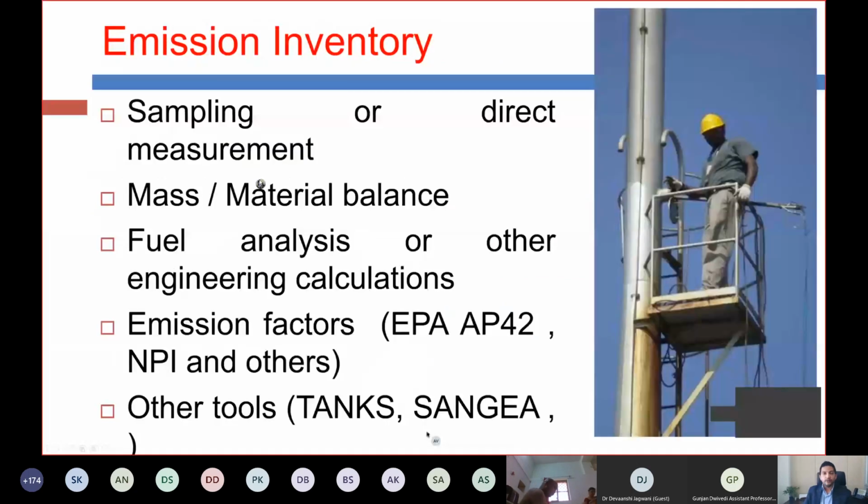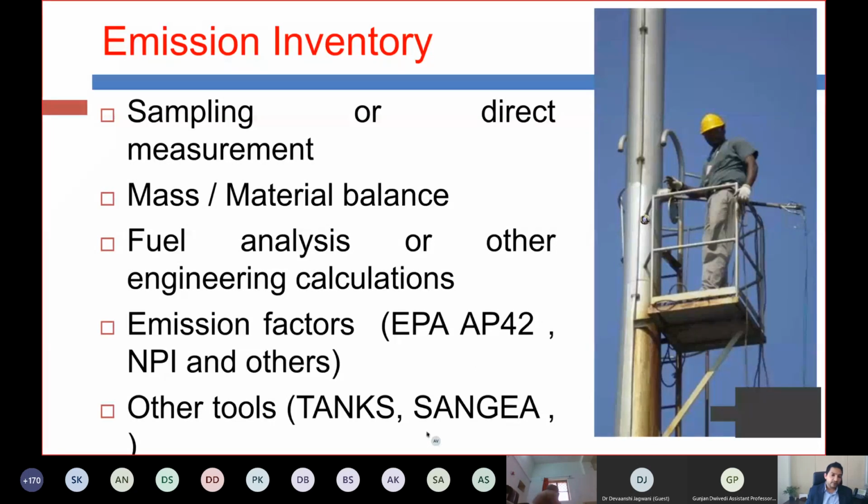Then coming to the emission inventory, the third thing is the emission inventory. We need to know what the load of the emission from a future facility would be. There are various methods that we can use to estimate these emissions. For an existing facility, direct sampling or measurement is one way. In the case of chimneys, as we can see here in the photograph, stack monitoring activities are carried out to accurately measure the concentration of the pollutant in the stream, and thereby we can perform calculations to estimate the overall load that is coming out of a particular source.